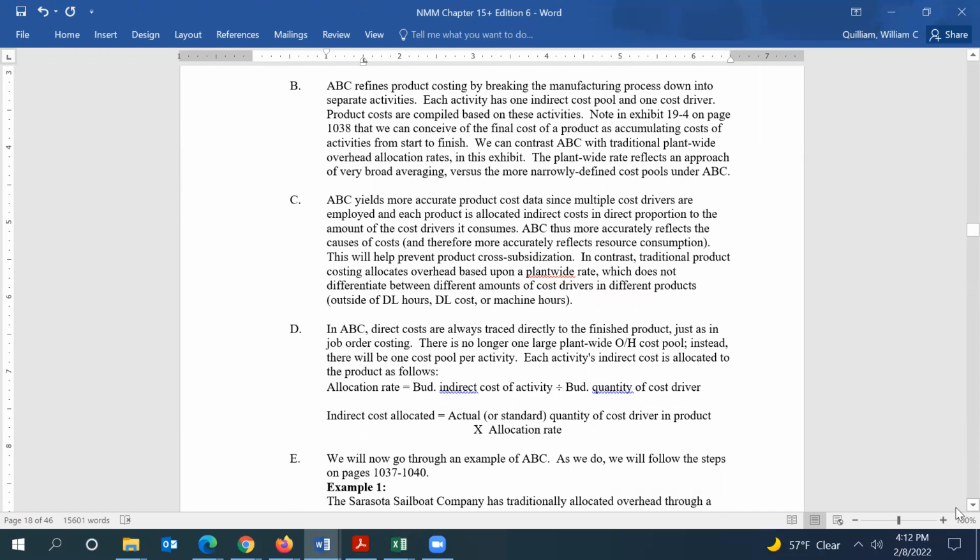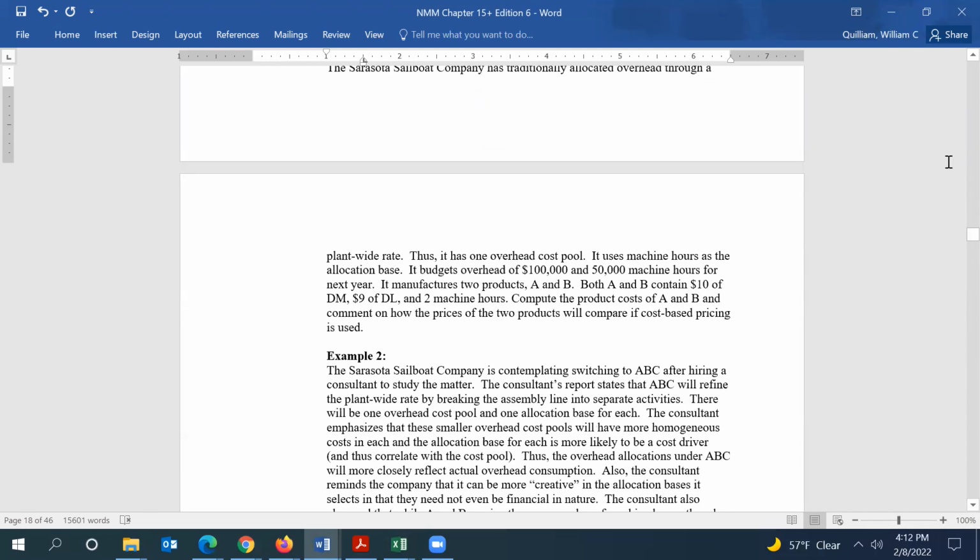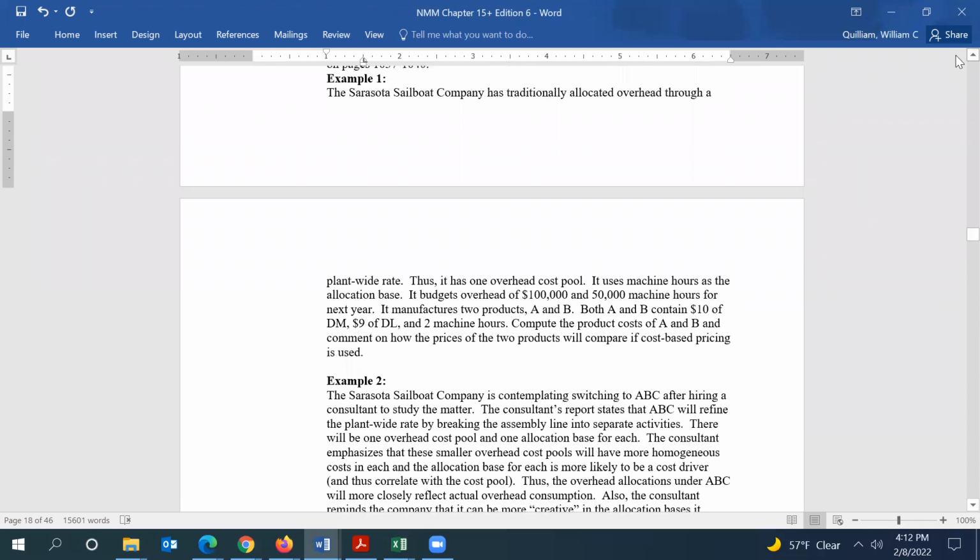And we can contrast ABC with traditional plant-wide overhead allocation rates. The plant-wide rate reflects an approach of very broad averaging versus the more narrowly defined cost pools under ABC. So if something is more narrowly defined, usually it's more accurate. Same thing with activity-based costing. It's going to more accurately refine how we allocate overhead so that our numerical allocations of overhead in the way of dollars that we allocate to products are more closely going to reflect actual resource consumption. And we'll see how.